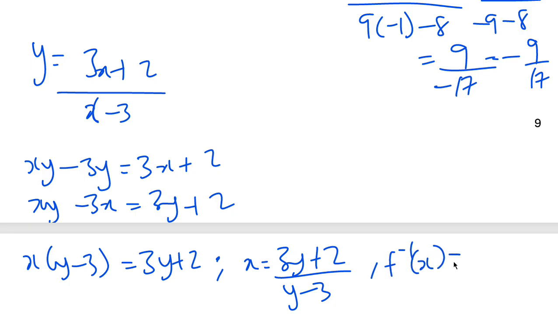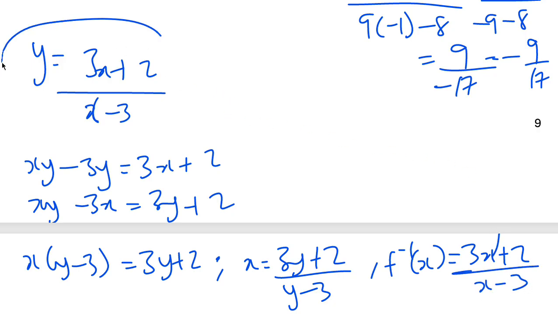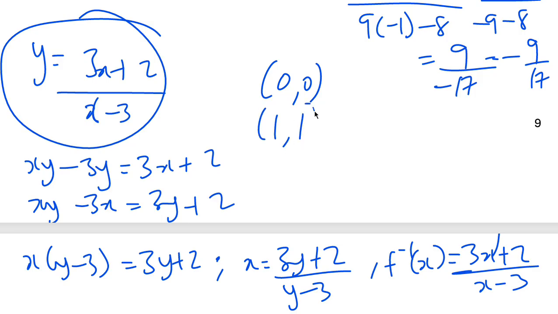Which gives us an inverse of what? (3x + 2) over (x - 3), which is the original function. I see what happened right there. So you notice that when you get the graph of this, the inverse is still going to be the same. Even though after exchanging coordinates, you're still going to have the same function, right? It's just like if you have (0, 0), you have (1, 1). If you want to find the inverse, it will also be (0, 0) and (1, 1), right? So it's possible for the inverse to be equal to the original function.